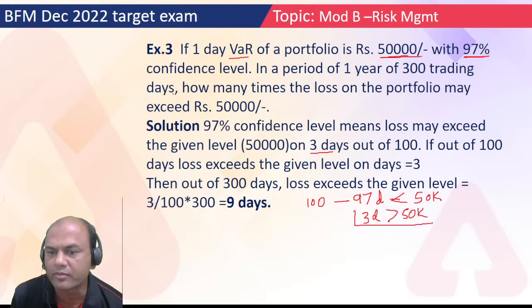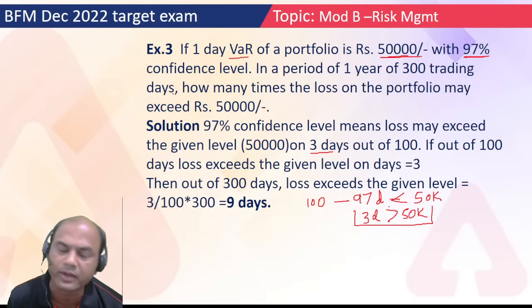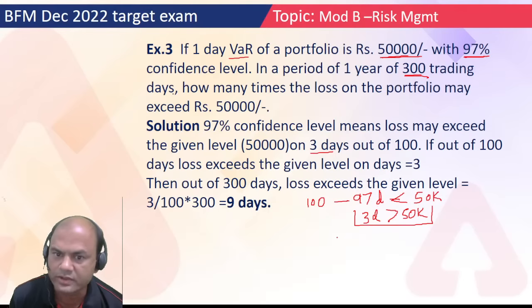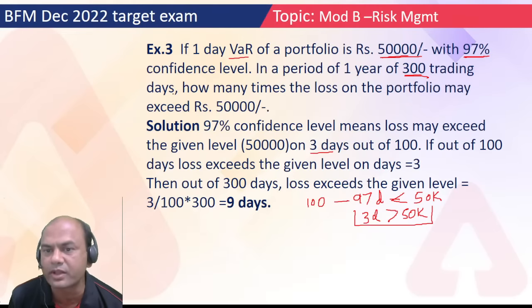Whatever is in my hands is never my worry. So what is my worry? Whatever goes out of my hands. So it is 3 days for every 100 days. What is given? In a period of a year of 300 trading days, for 100 days my loss goes out of my control on 3 days. So for 300 days, it will be 3 into 300 upon 100, right? So 9 days. So on 9 days, the total loss of my portfolio will exceed 50,000 in a year.